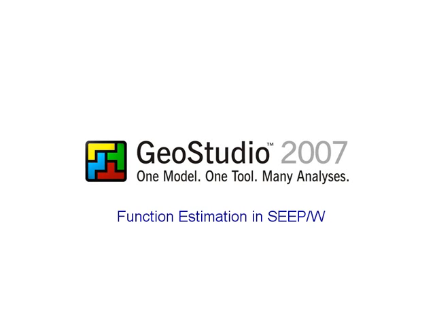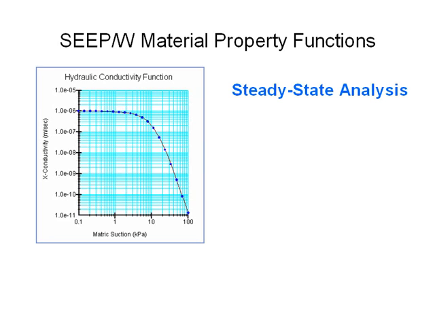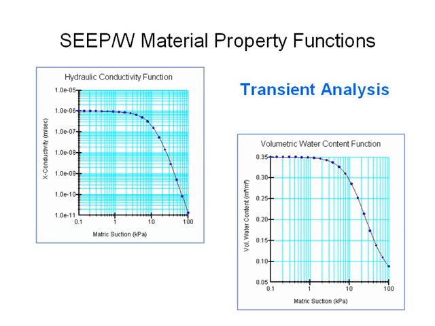In a SEEP/W analysis, there are only two material property functions that need to be defined: hydraulic conductivity and volumetric water content, both expressed as a function of matrix suction. If you are going to model a steady state problem, you only need to define the hydraulic conductivity function. If you are going to model a transient simulation, where the pore water pressures in the ground change with time, then you will also need to define a volumetric water content function.